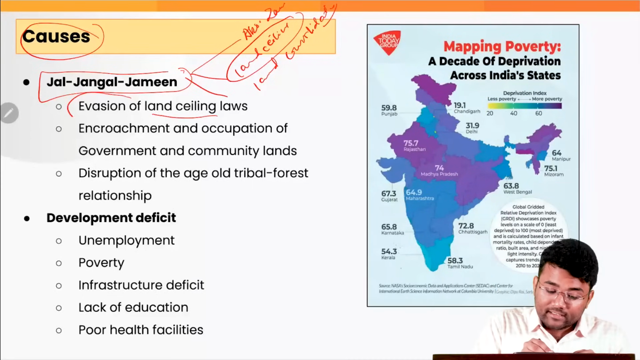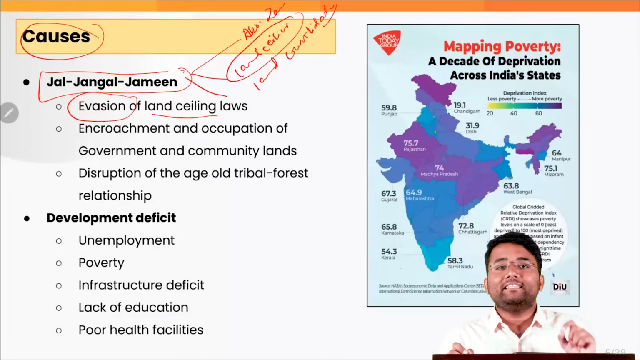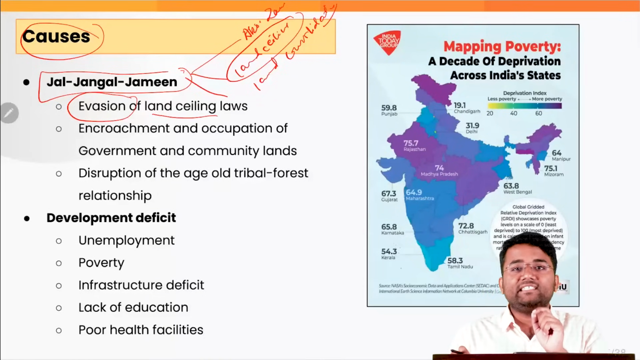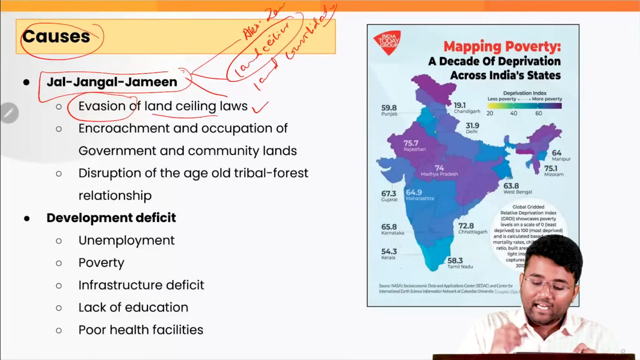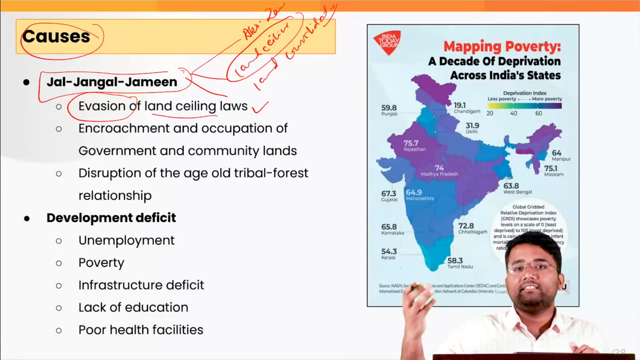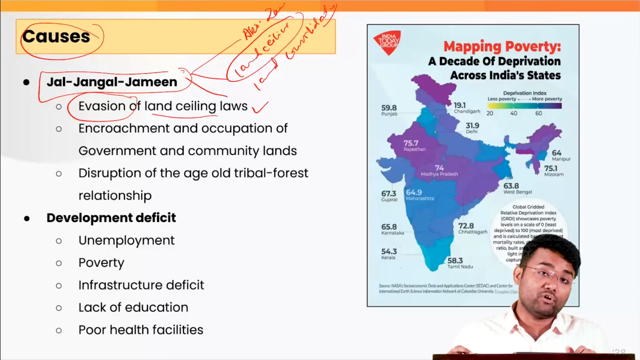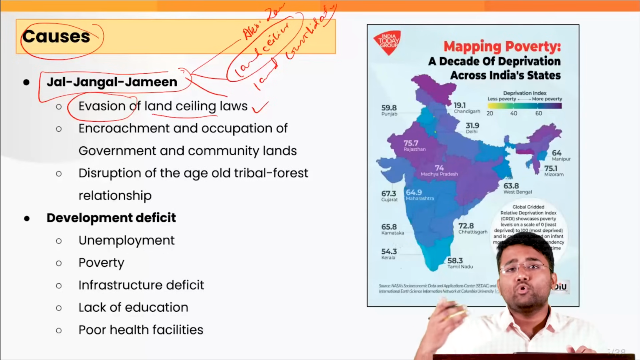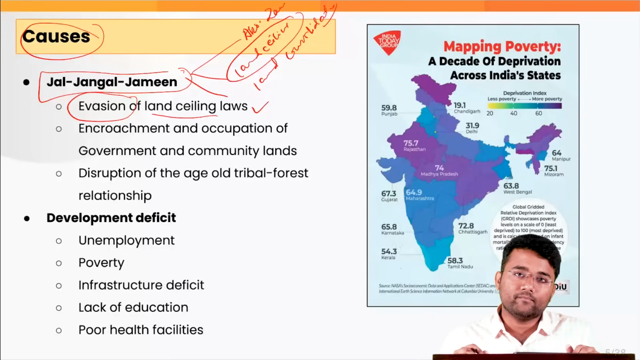When this was not successful, these tribal people felt cheated. They thought that the government is of no use and cannot help them in getting this land and these resources, and that is one of the reasons they were motivated to take up arms.